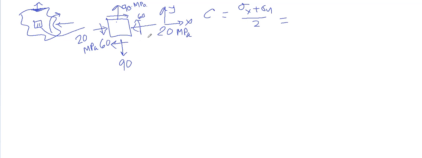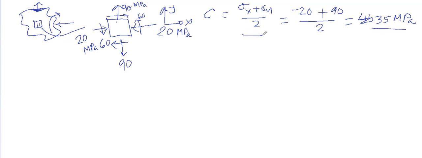So for our case, what is sigma x? Sigma x is this 20. So 20, and is it positive or negative? It is a compression, so it is negative. Then what about sigma y? Sigma y, if you see that here, this is positive, so it is a tension, that means it's positive, divided by 2. I am getting 45. No, it is 35. So we got 35 as the center of the circle. This is our equation to find the center.